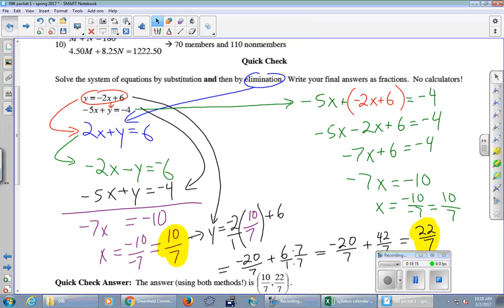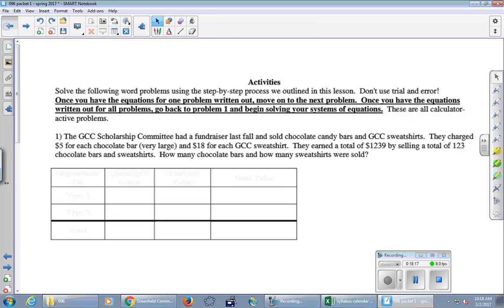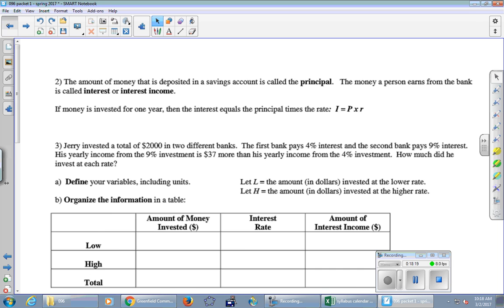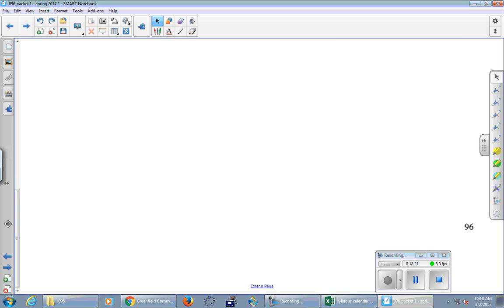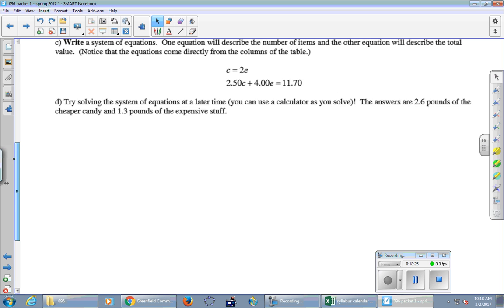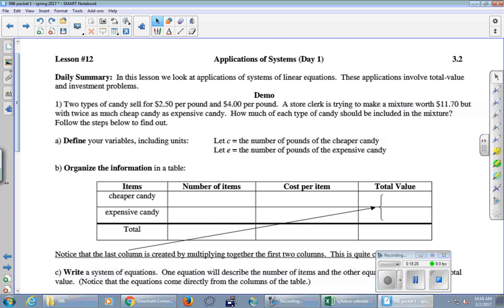Okay, so let's go back now a few pages, and we're going to jump in on this page here, page 96. Okay, so here's our summary. In this lesson, we look at applications of systems of linear equations. These applications involve total value and investment problems. 2 kinds of problems we're going to tackle today.